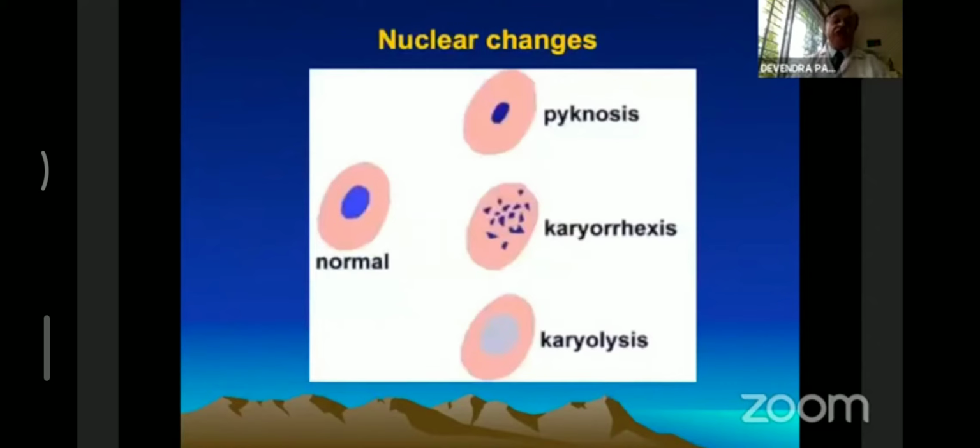Okay, what are the nuclear changes? Nuclear changes are pyknosis, karyorrhexis, and karyolysis. Pyknosis: the nucleus becomes smaller and smaller, condenses, becomes more dark, and ultimately vanishes. Karyorrhexis: the nucleus is cut into many small fragments, and then that also vanishes. Karyolysis is the slow fading off of the nuclear chromatin. So these three changes are seen in necrosis.